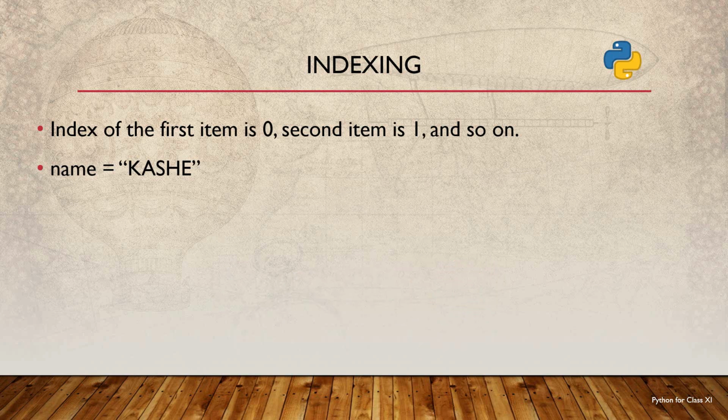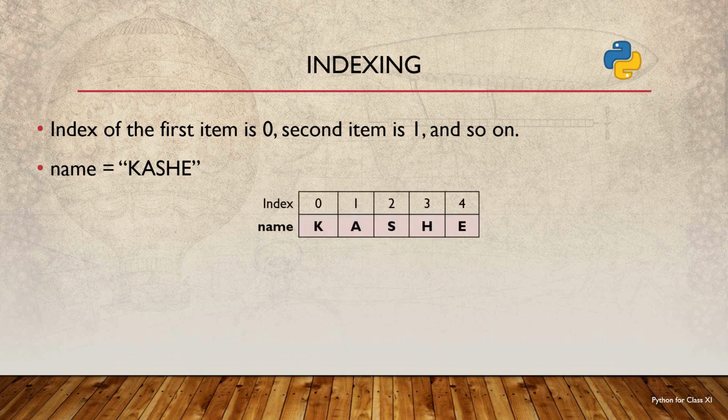In this example the string variable is name, which has the string literal kashe. Each item is a character here. The first item of this string is the character k, which has the index 0. The second item is the character a, which has 1 as index. The character s has index 2, h has index 3 and the last character e has the index 4 here.